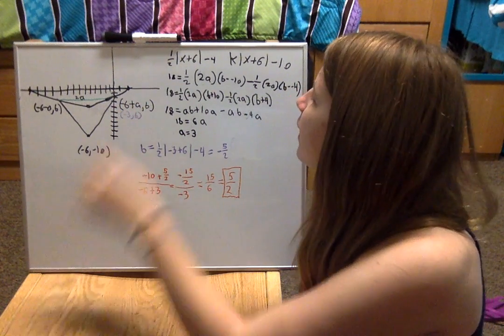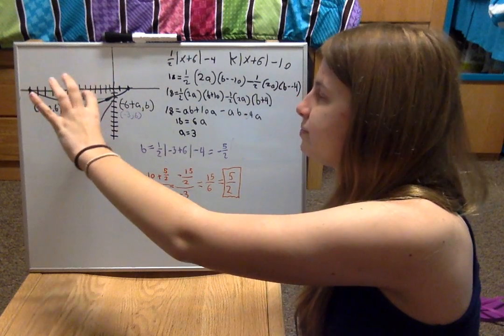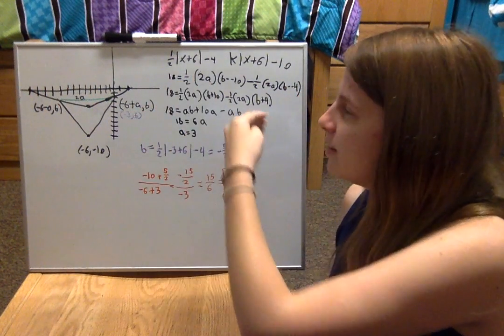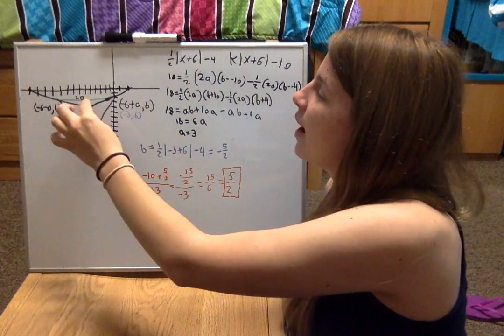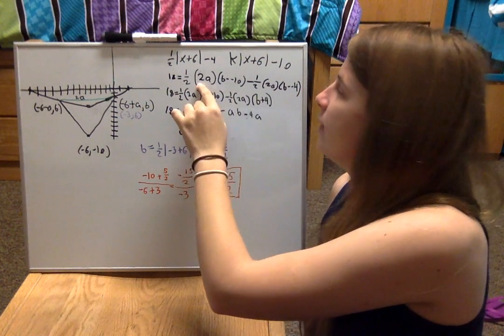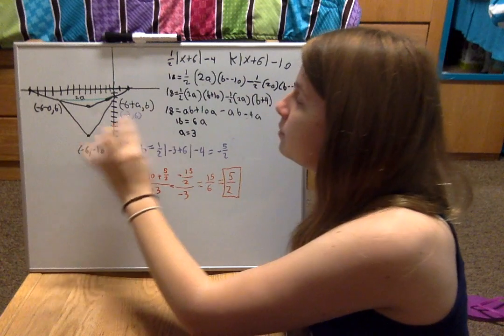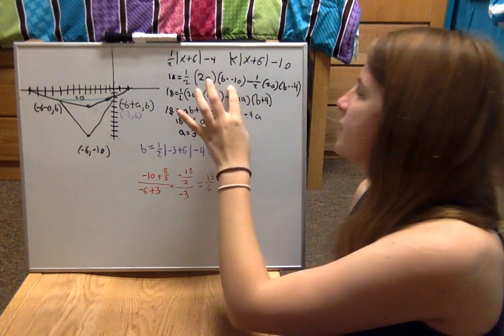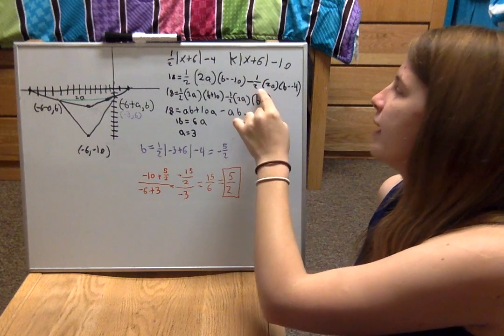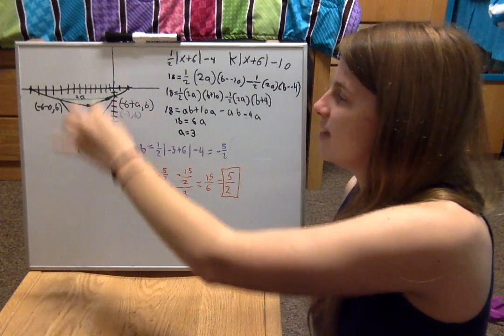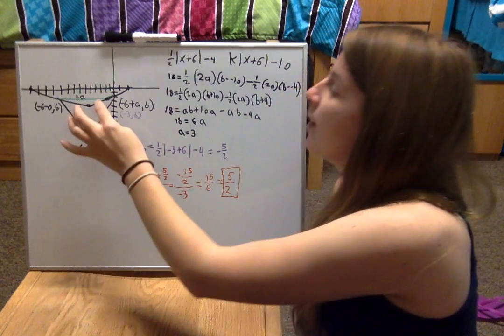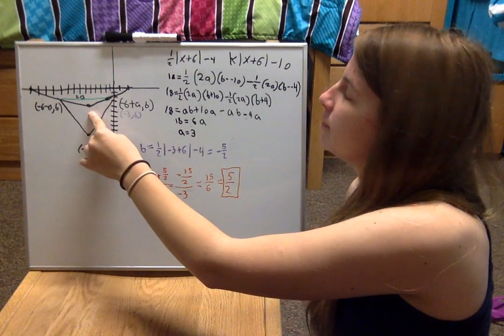So the equation for a triangle is 1/2 base times height. So we knew that the base was 2a, so I put that here. And then the height was going to be b minus -10, which is here, minus 1/2 2a again, because it's the same length, times b minus -4, which is here.